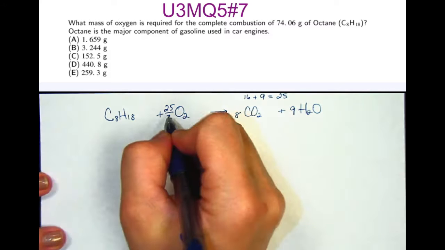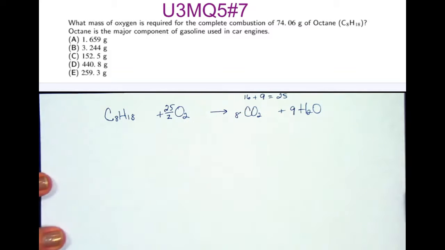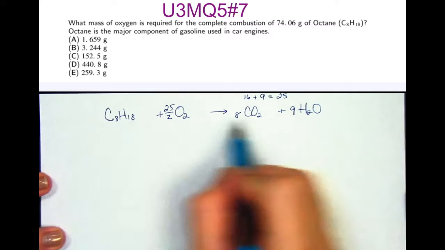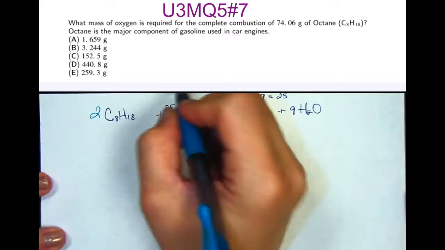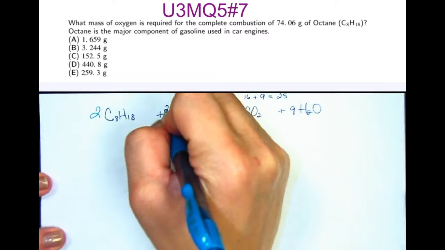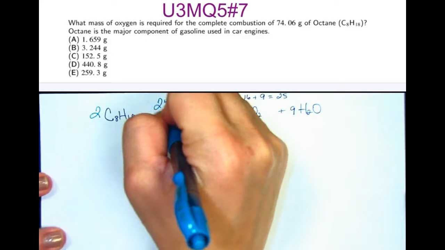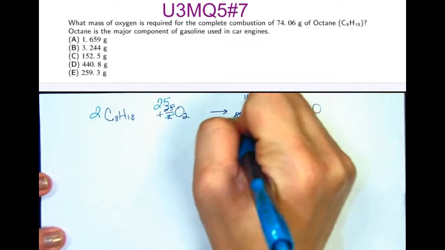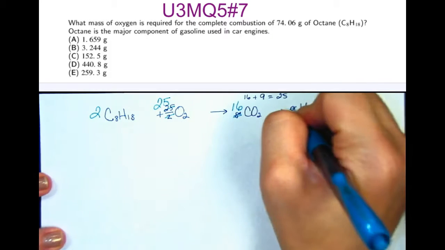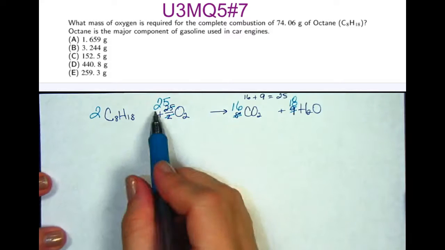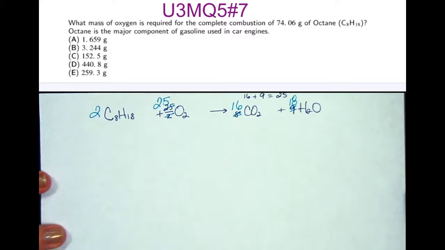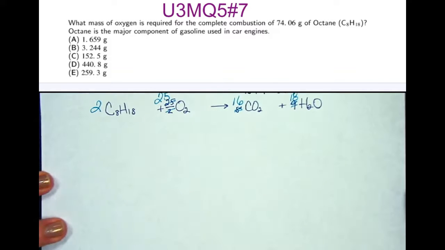But we can't leave this as a fraction, and so we'll go ahead and multiply all coefficients by 2. So 1 times 2 is 2. 25 divided by 2 times 2 is just 25. 8 times 2 is 16, and 9 times 2 is 18. And so we have a 2, 25, 16, 18 ratio for this balanced equation.